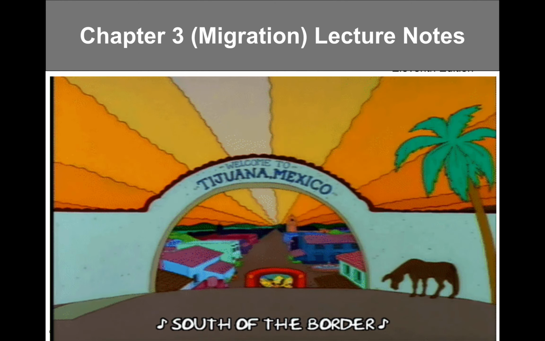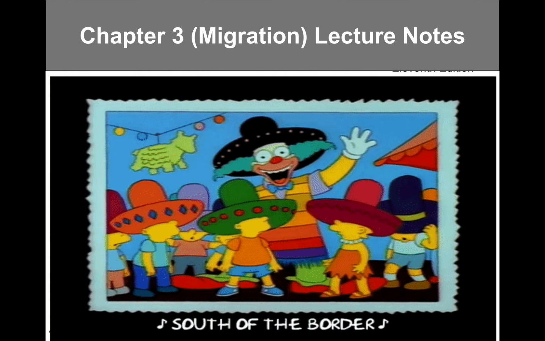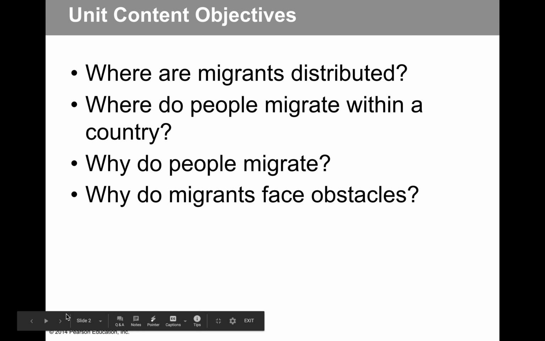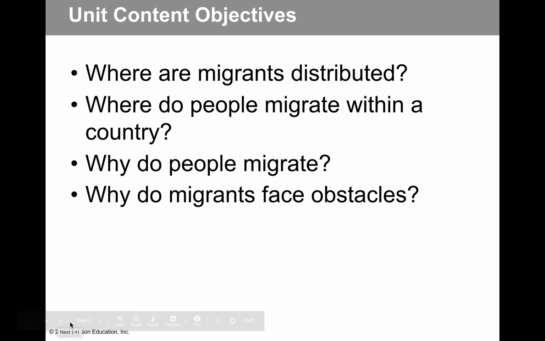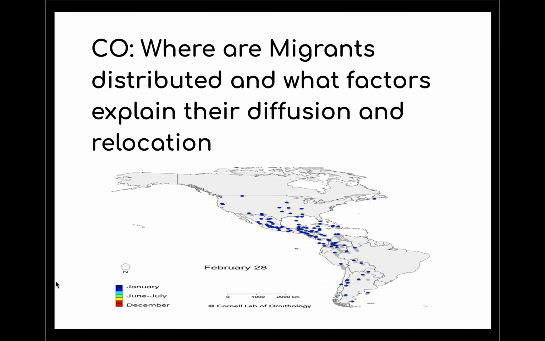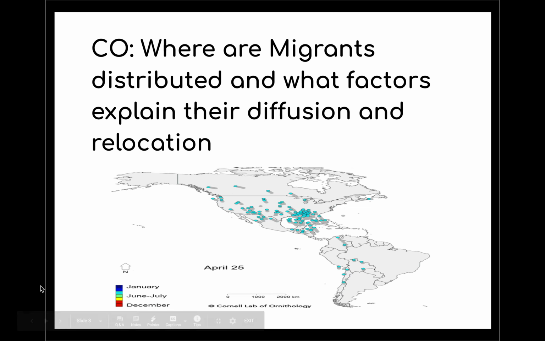Chapter 3, Migration, the second chapter to Unit 2. Your unit objectives for all 4 key issues. Today's content objective: where are migrants distributed and what factors explain their diffusion and relocation?